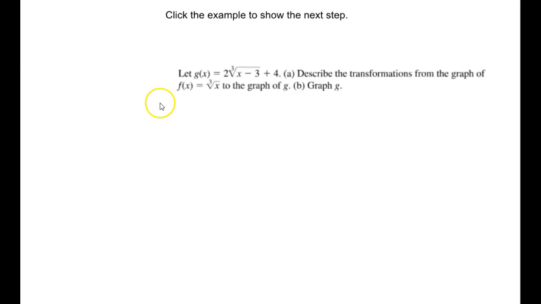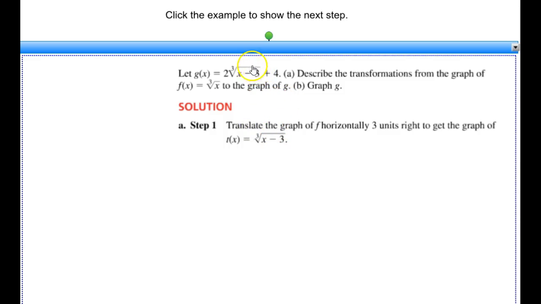So now here's our next example. We're going to let g of x equal 2 times the cube root of x minus 3 plus 4, then figure out my transformations, and then graph this. So here are the things that I noticed. The first transformation I had was this translation 3 to the right of this graph, right? And that's where this 3 is.